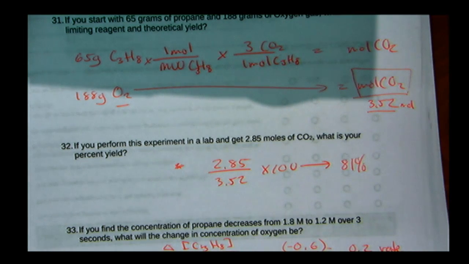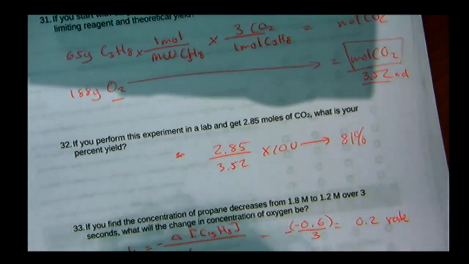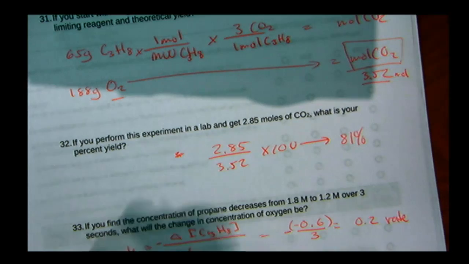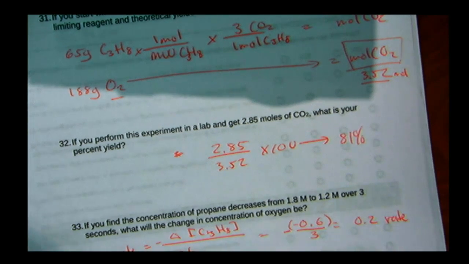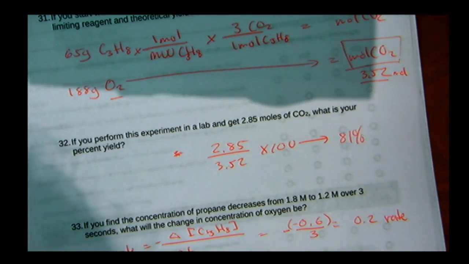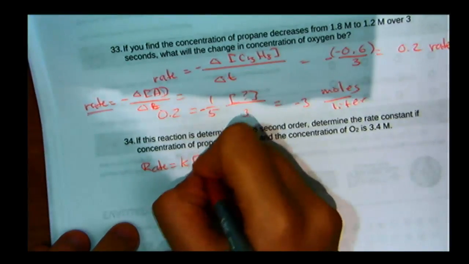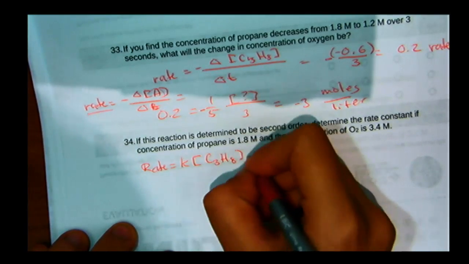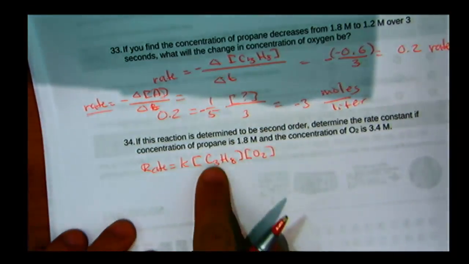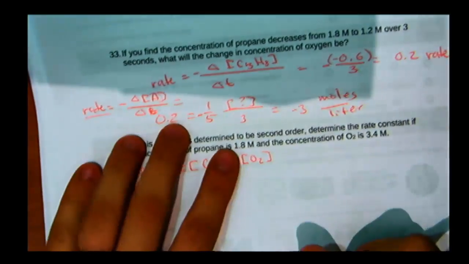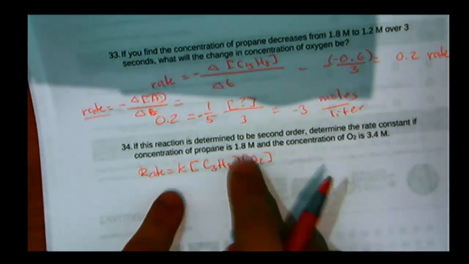If this reaction is determined to be second order, determine the rate constant if the concentration of propane is 1.8 molarity and the concentration of O2 is 0.34. The reaction is second order, and we know you could have one of two rate laws. I'm looking for this rate law: C3H8 and O2, each raised to the power of 2 or one of them raised to the power of 2. I want this particular one because I don't tell you specifically on the exam which one it is.